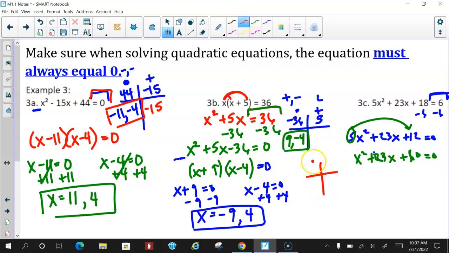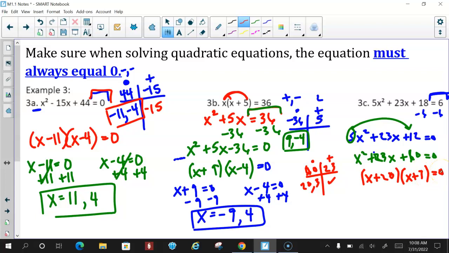So what two numbers multiply to get you 60 and add to get you 23? So think about that. And you should get 20 and 3. Because 20 times 3 would get you 60. And what's 20 plus 3? 23. So here I've got x plus 20 and x plus 3.